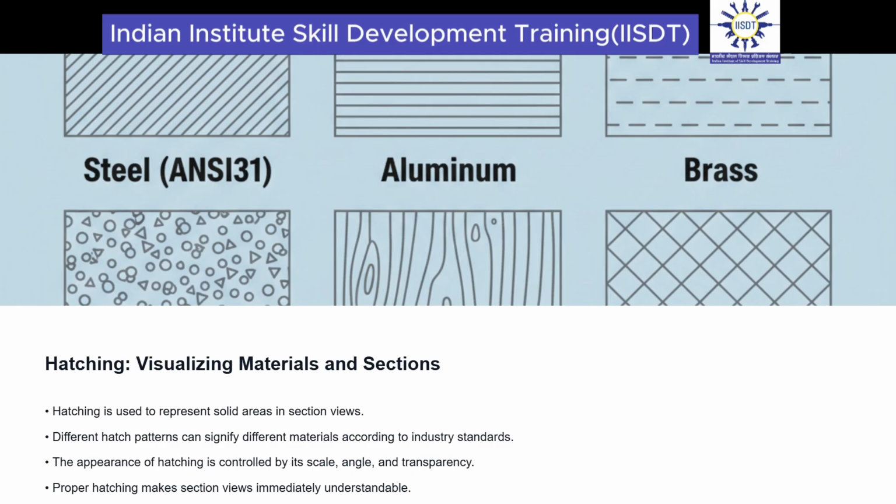Transparency can also be applied to allow underlying geometry to be seen. When used correctly, hatching provides instant clarity, allowing anyone reading the drawing to understand the form and material composition of the object at a glance.